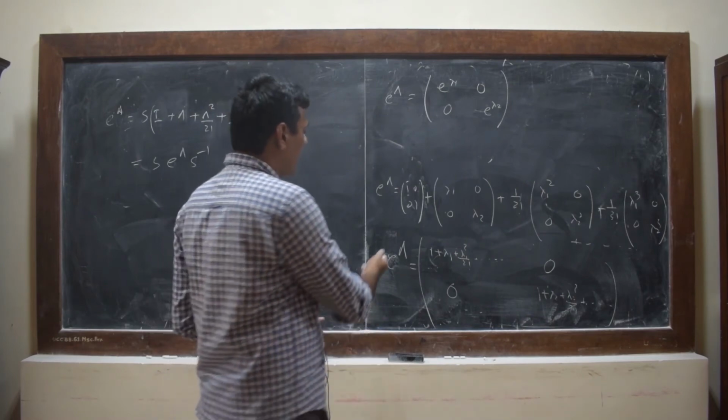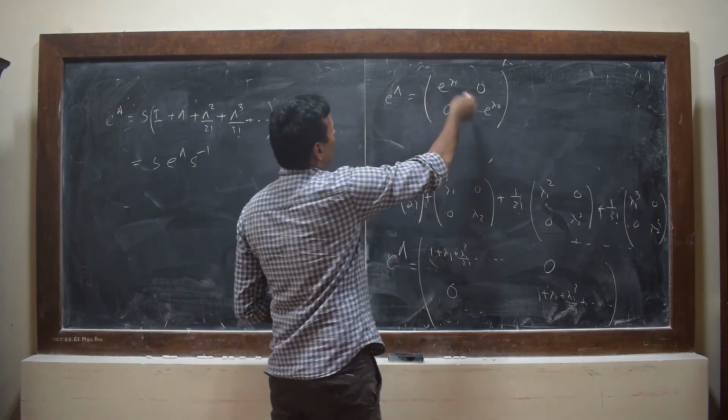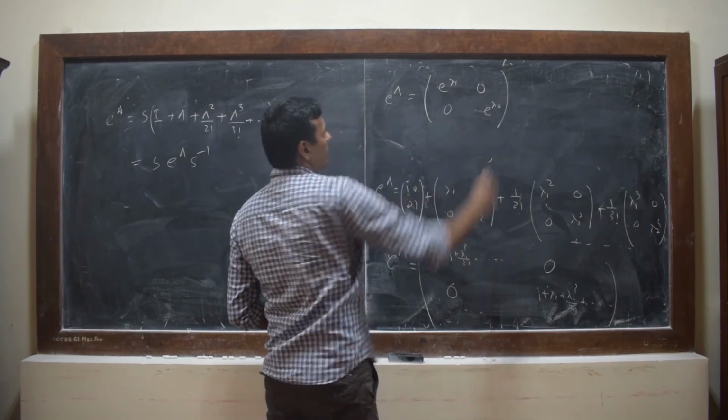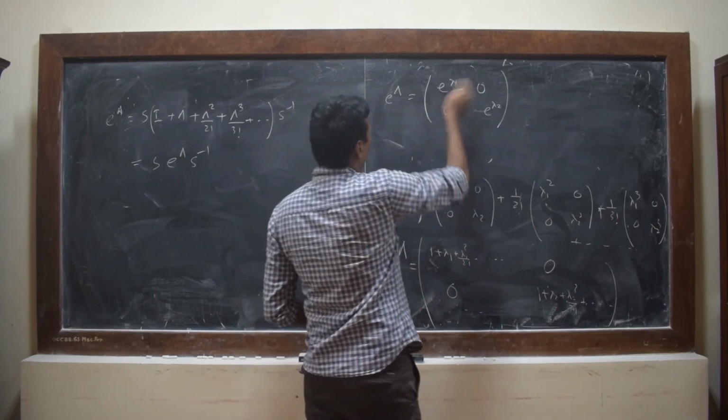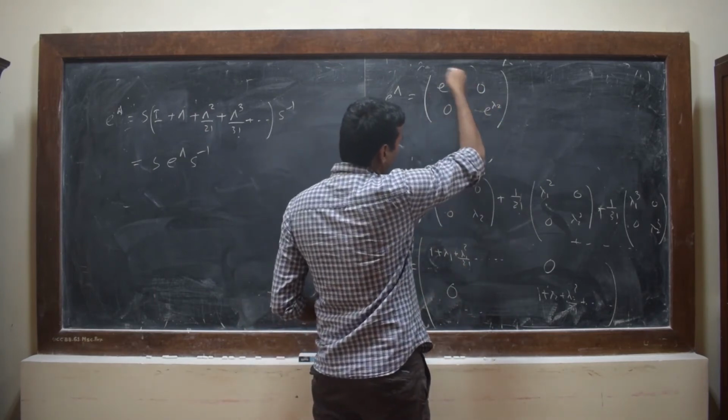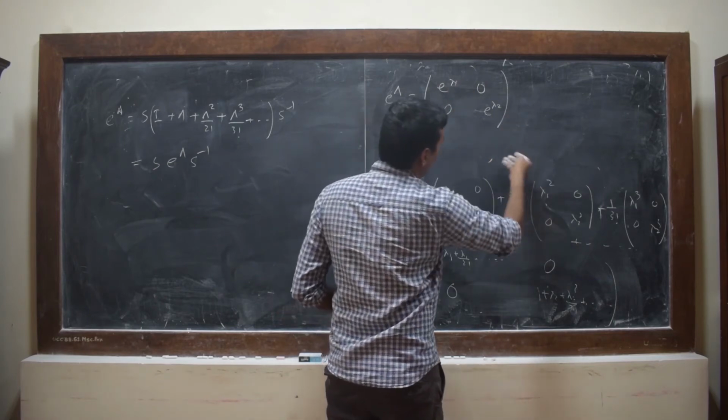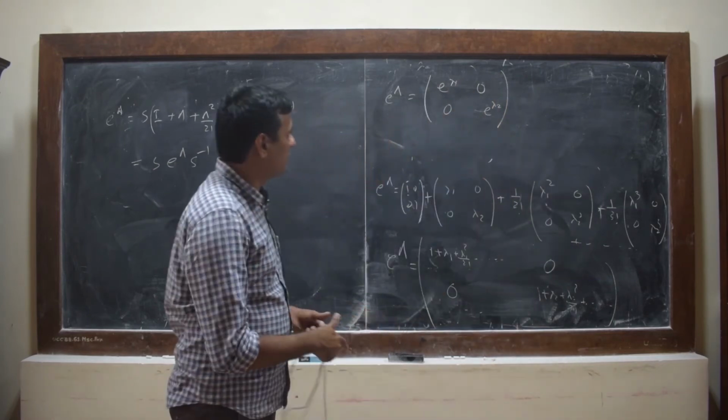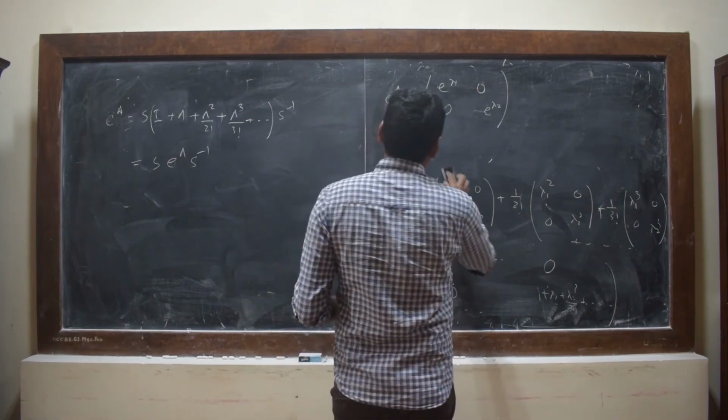So, if you take a diagonal matrix and exponentiate it, it will be just the exponential of the diagonal elements. If it is a 3 cross 3 matrix, you will have diagonal e raised to lambda 1, e raised to lambda 2, e raised to lambda 3, and all other elements will be 0.